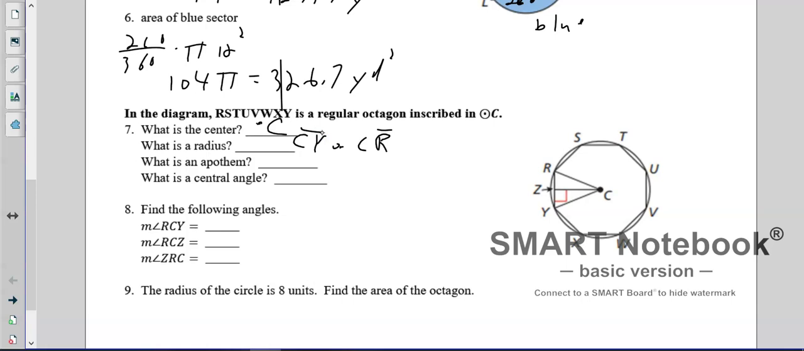What's an apothem? Okay, the apothem is the line that doesn't go to the circle. It goes to that little triangle there. Okay, it goes to the middle of the line of the chord RY. So that'd be CZ. What's a central angle? Remember, a central angle has the vertex on the center. So RCY or YCR. Totally missed that, didn't I?